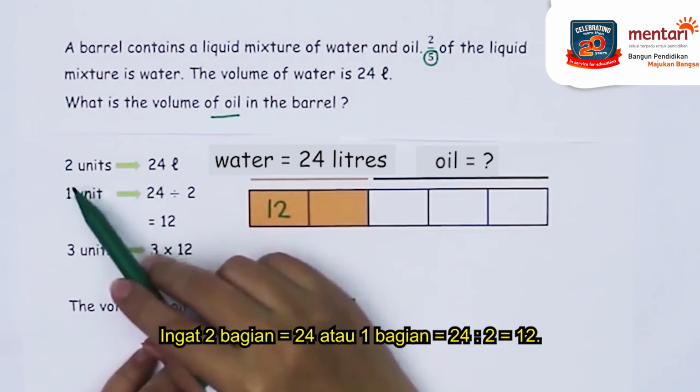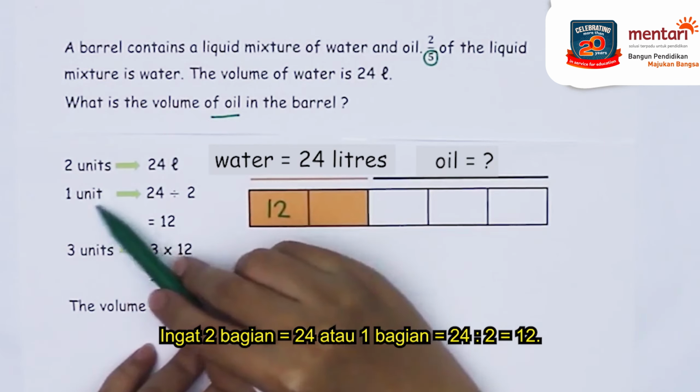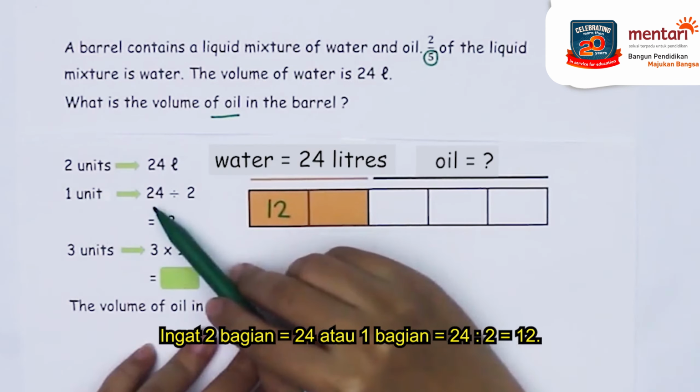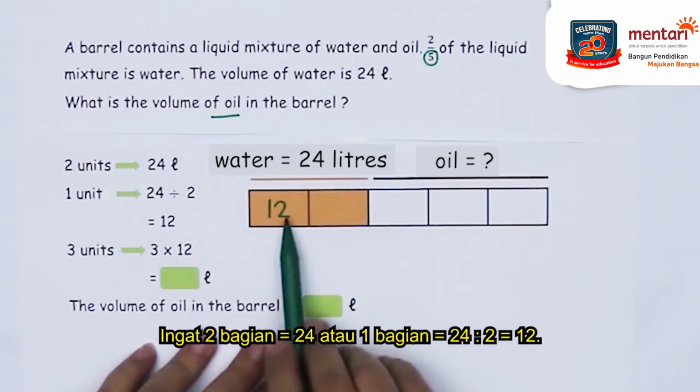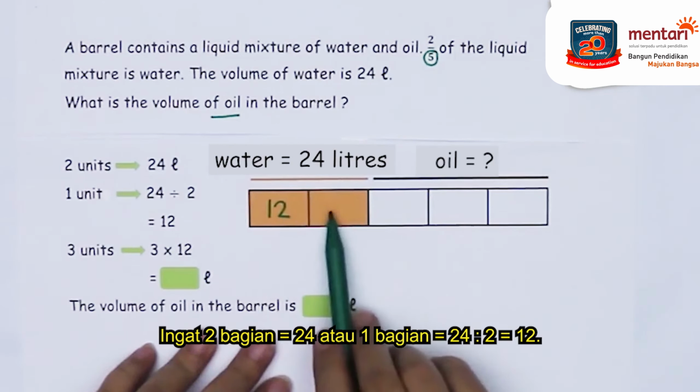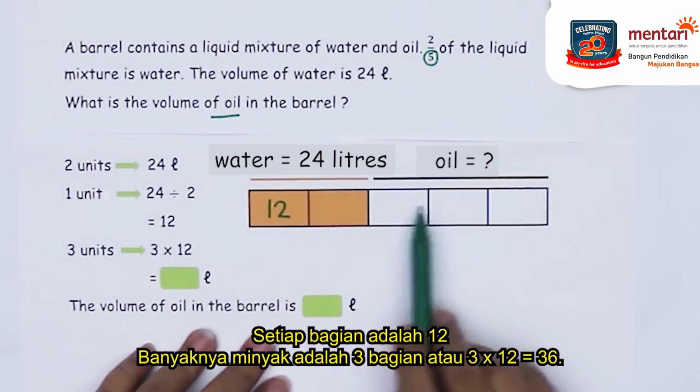Keep in mind that 2 units is 24 liters. We want to know 1 unit, so we have to divide. 24 divided by 2 will give you 12. So meaning 1 unit is 12. So if this is 12, what is this? 12. How about this? The same.